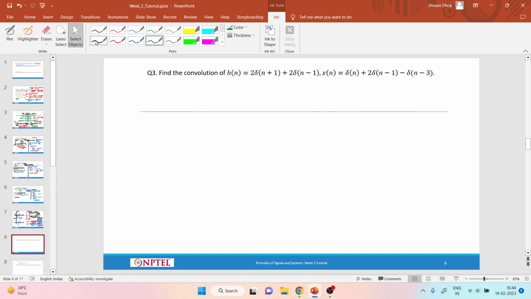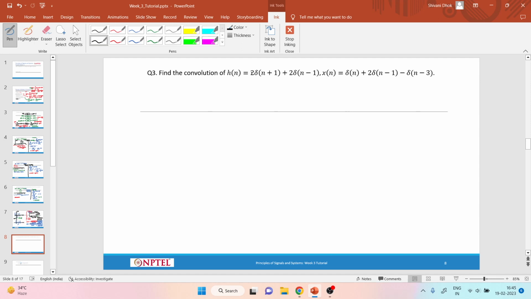In the previous tutorial we looked at convolution examples for continuous time signals. We didn't look much at discrete time examples. So in this lecture we'll look at some convolution examples for discrete time. The first example which I am taking is a very interesting and different kind of example, because everything is represented in terms of unit impulse.